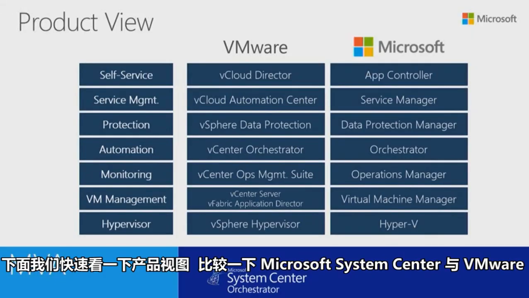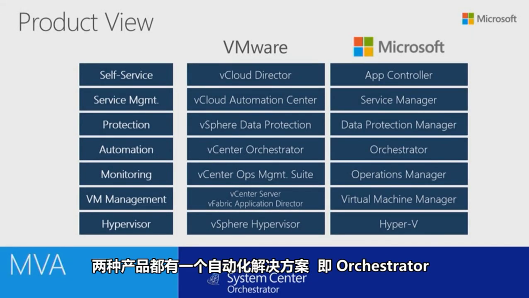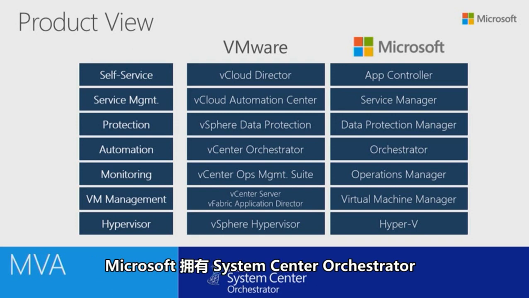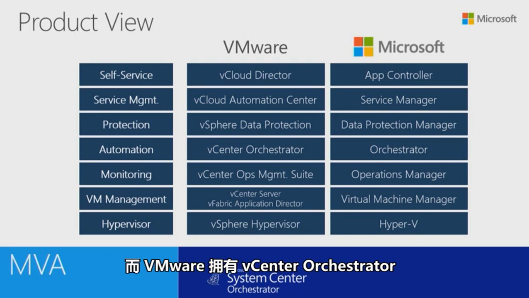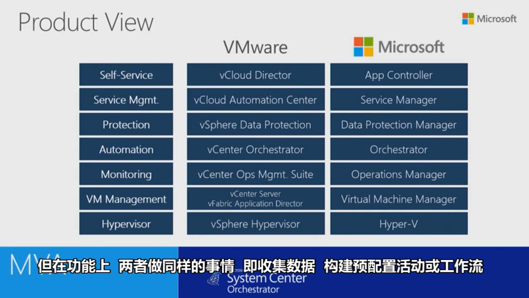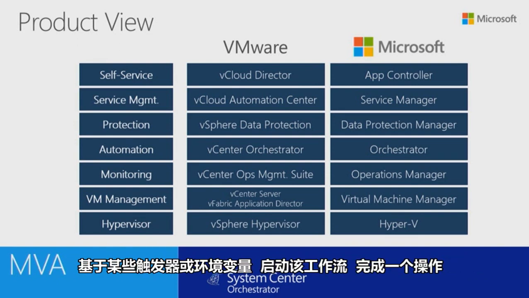Now, let's take a quick look at the product view and compare what Microsoft has to VMware. In both cases, we have an automation solution called Orchestrator: in our case, System Center Orchestrator, and on the VMware side, vCenter Orchestrator. Functionally, these do the same thing. You collect data, build pre-configured activities or workflows, and based on certain triggers or environment variables, kick off that workflow and complete an action.